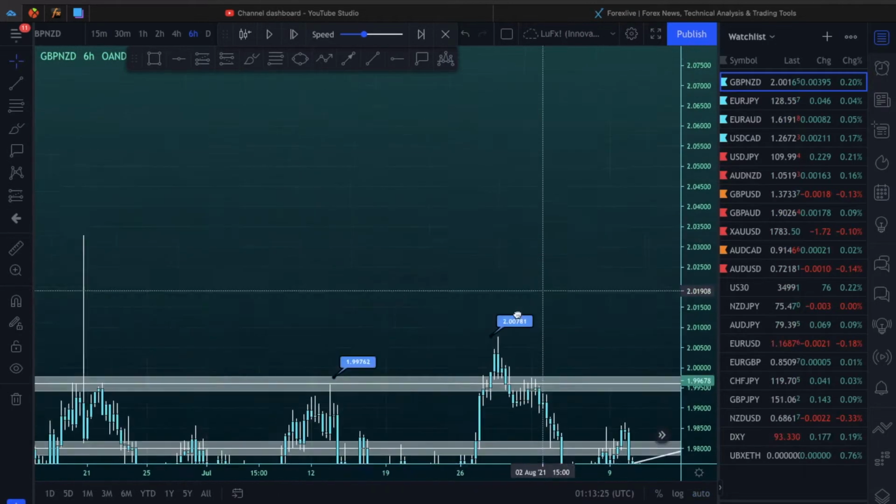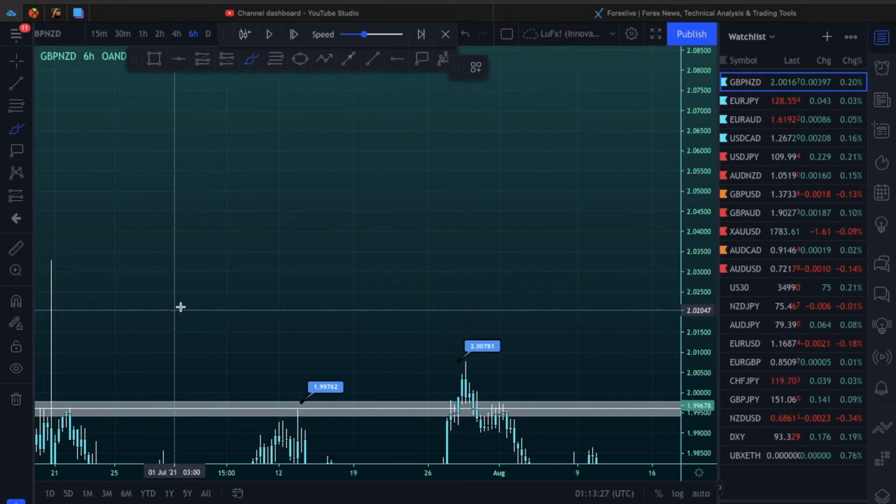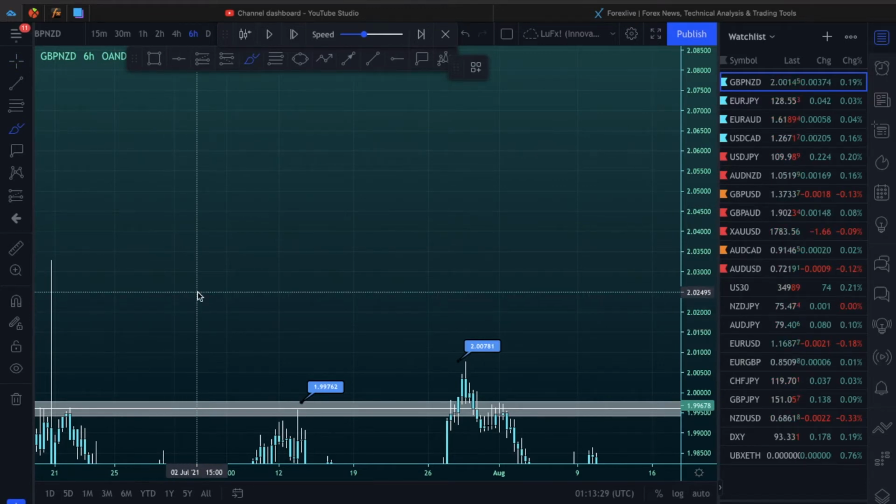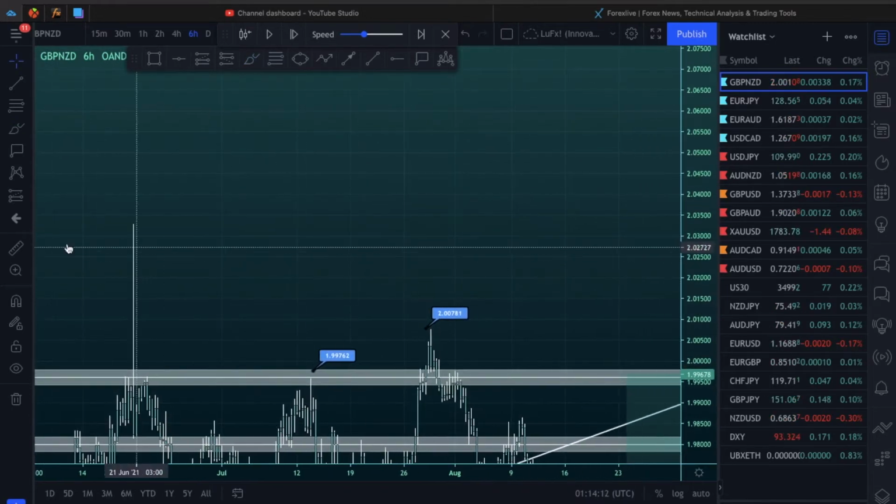So this is why market structure is very important, right? So I'm just going to go over this real quick. Market structure is key in forex. Key, key, key. So remember that because this is going to help you a lot in your trading.